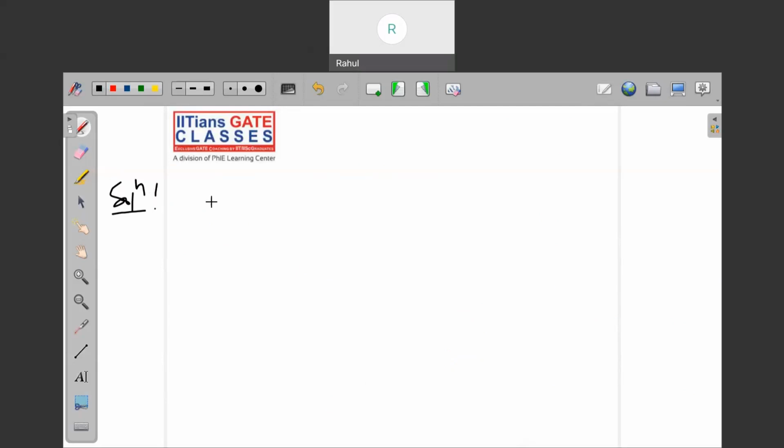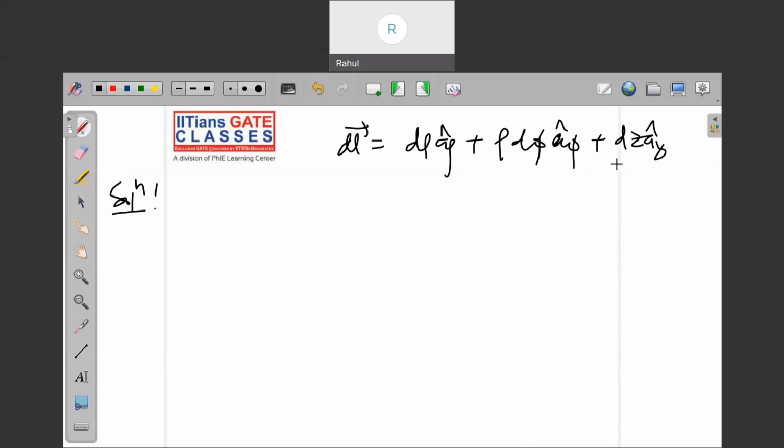So A dot dl. What is the differential length in the cylindrical coordinate system? That is d rho a rho cap plus rho d phi a phi cap plus dz az cap. So it will directly be 0, because the z component is 0. In the question itself it is not given, and you are in the xy plane.